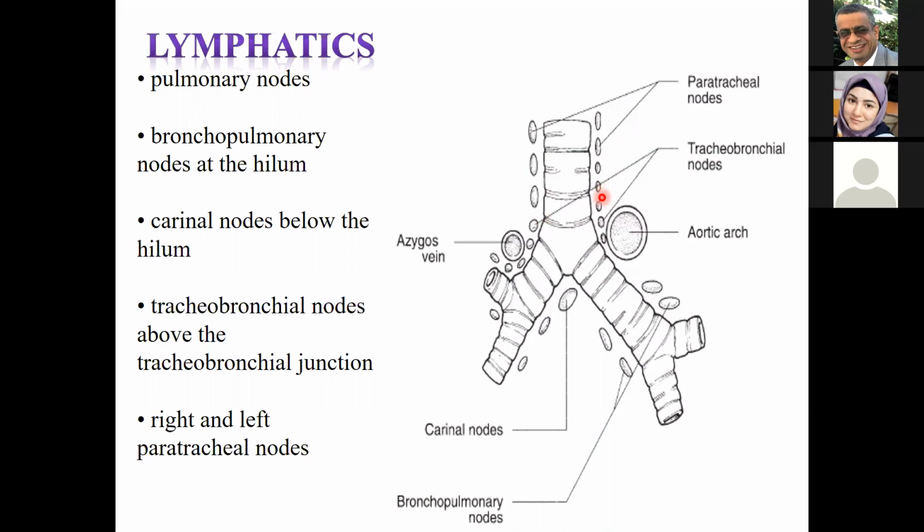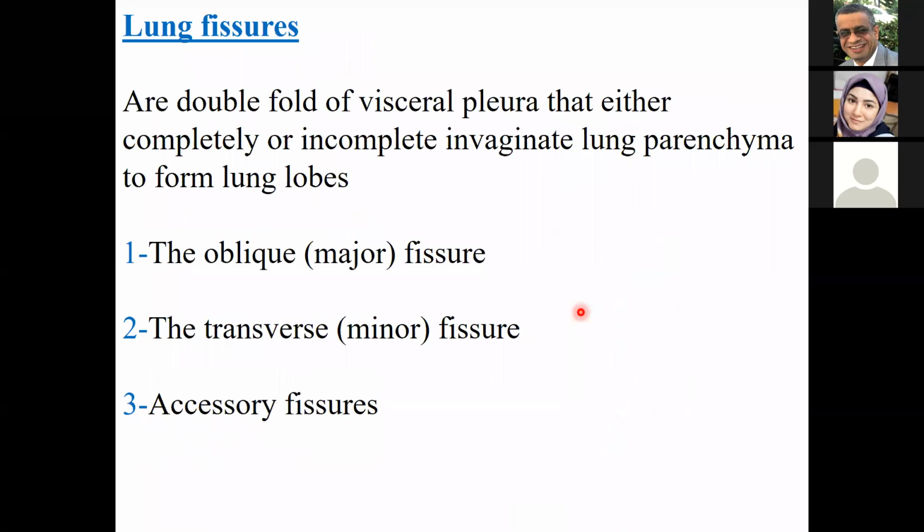Lung fissures are double folds of visceral pleura that either completely or incompletely invaginate the lung parenchyma to form lung lobes. The oblique major fissure, the transverse minor fissure, and the accessory fissures.